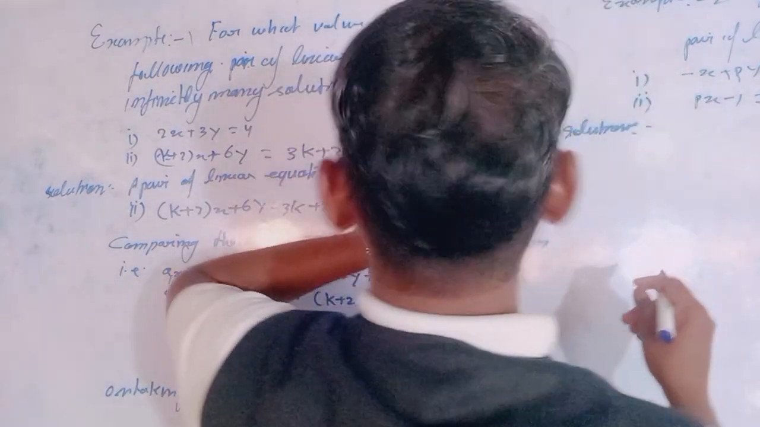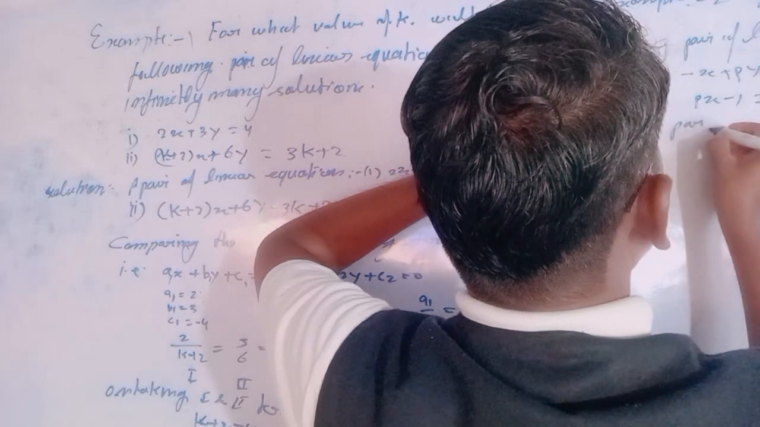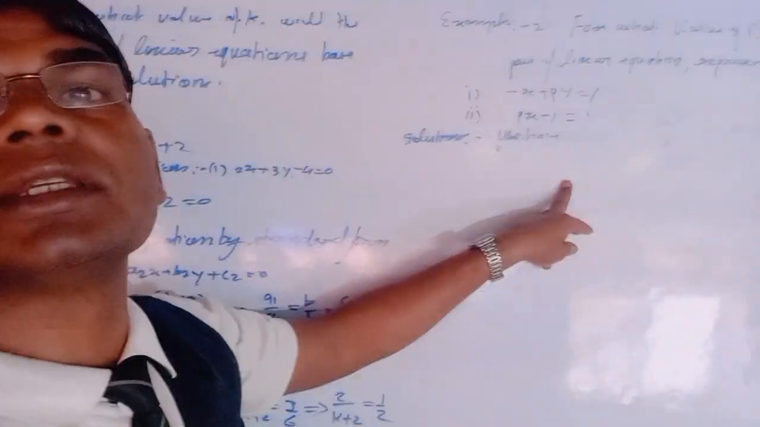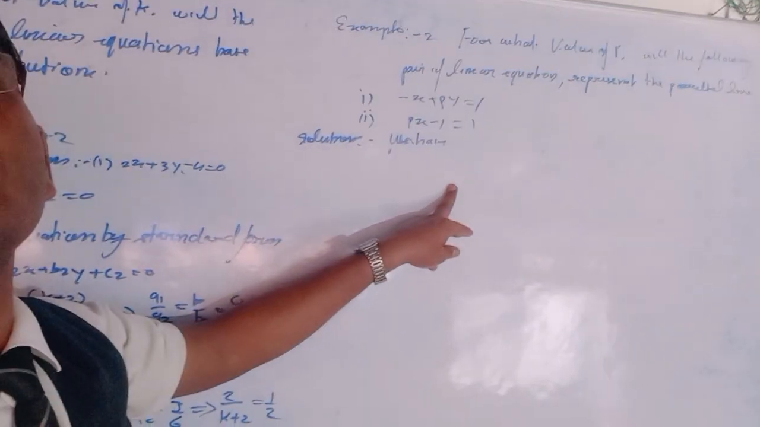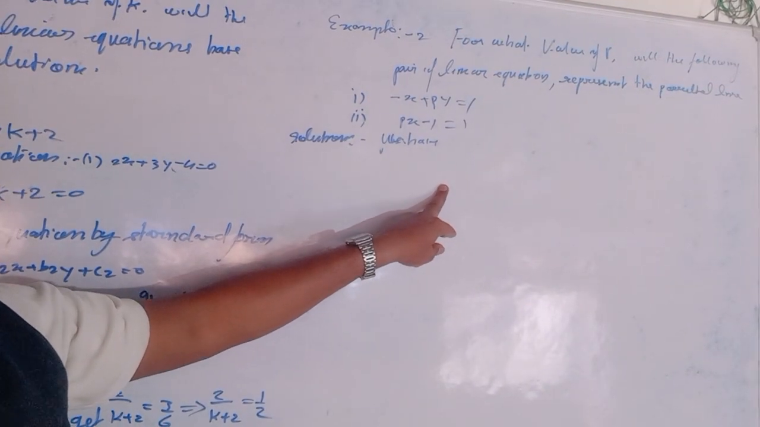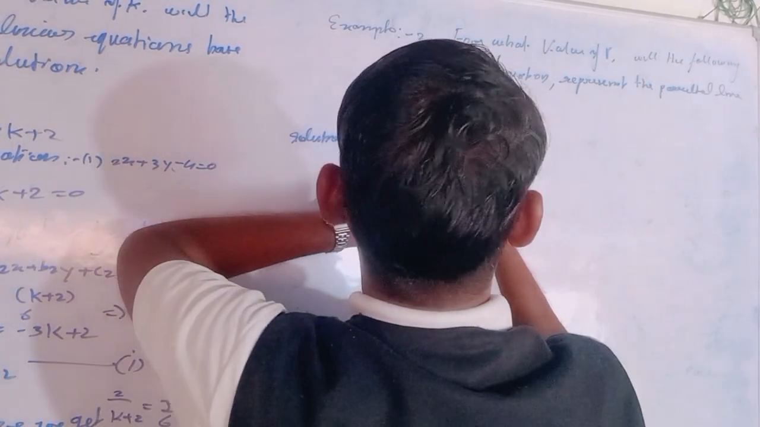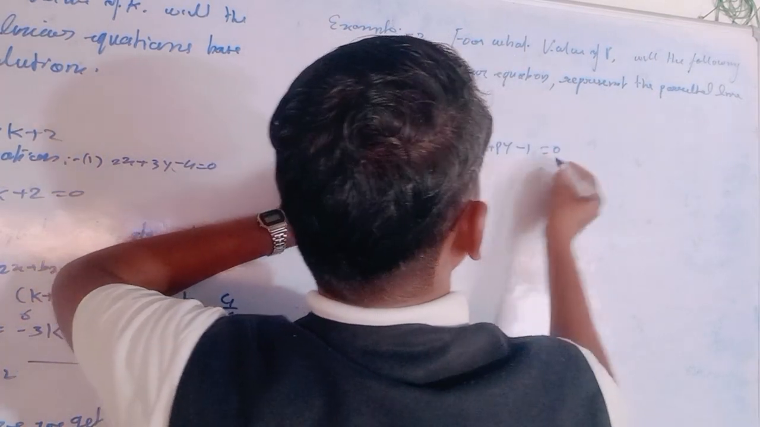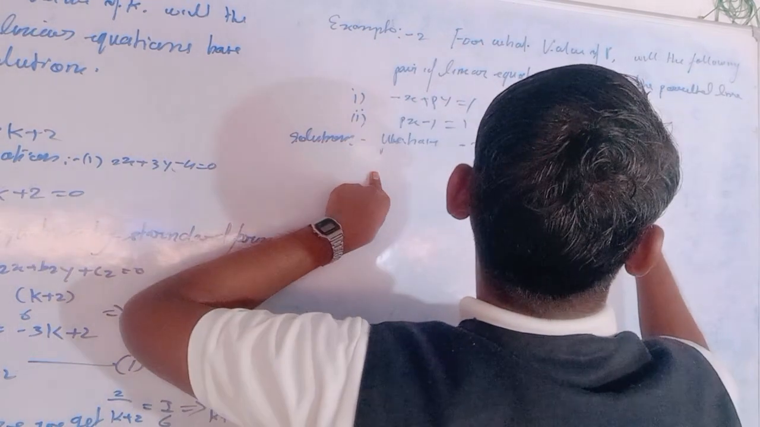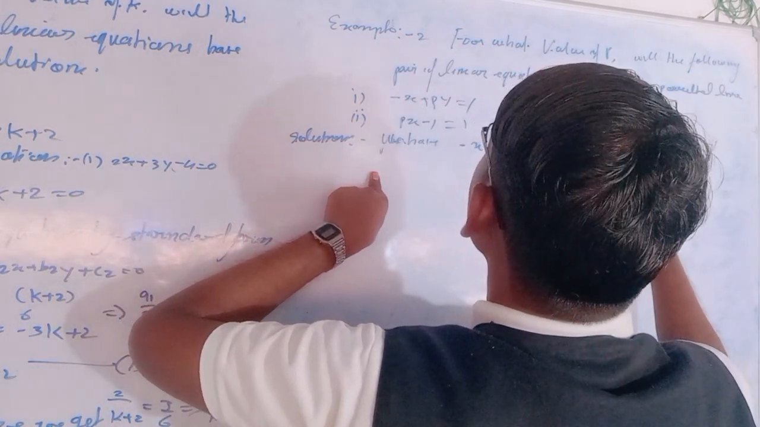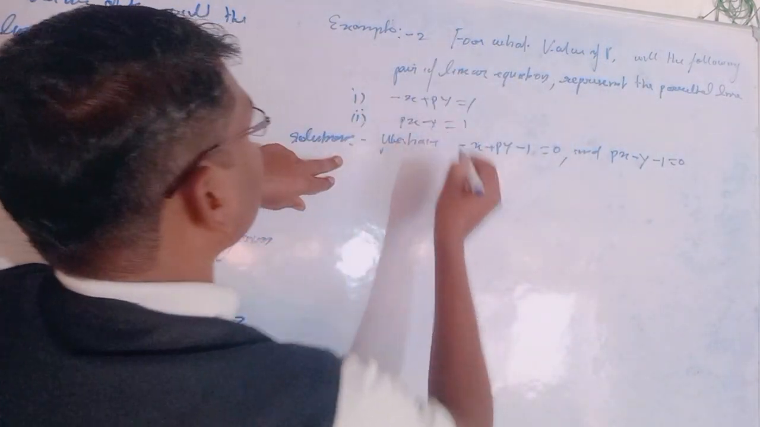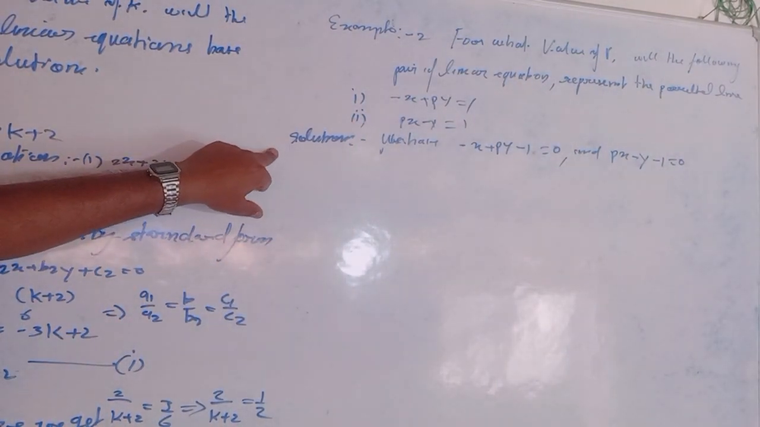First, the pair of linear equations. We have minus x plus py minus 1 is equal to 0, and the second, px minus y minus 1 is equal to 0.